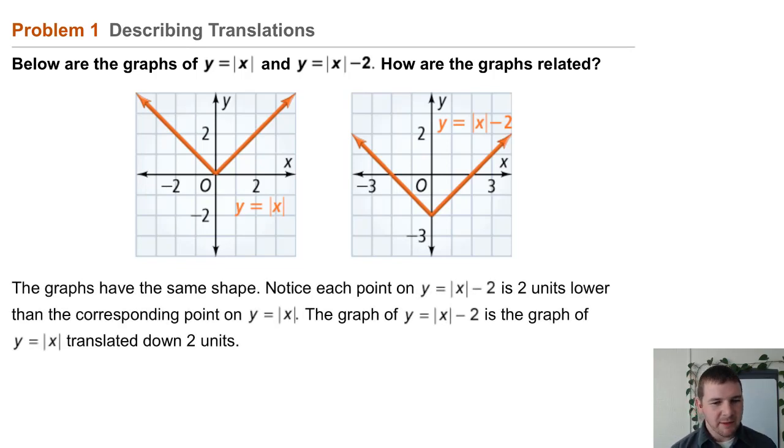The graphs have the same shape. Notice each point on y equals the absolute value of x minus 2, the graph on the right, is 2 units lower than the corresponding point on y equals the absolute value of x, the graph on the left. The graph of y equals the absolute value of x minus 2 is the graph of y equals the absolute value of x translated down 2 units.